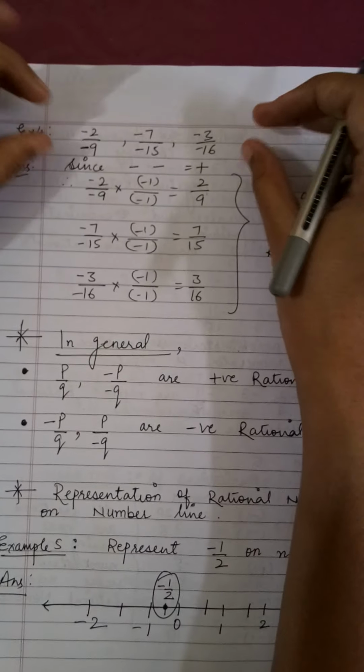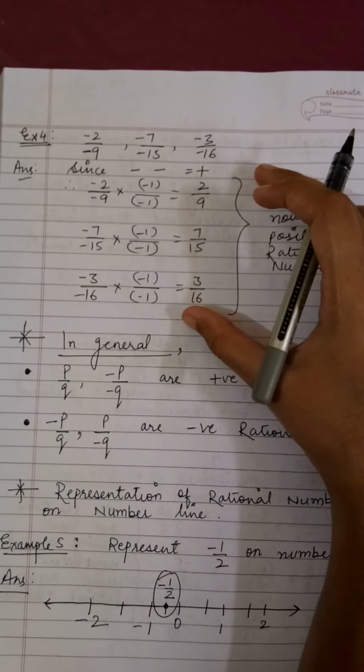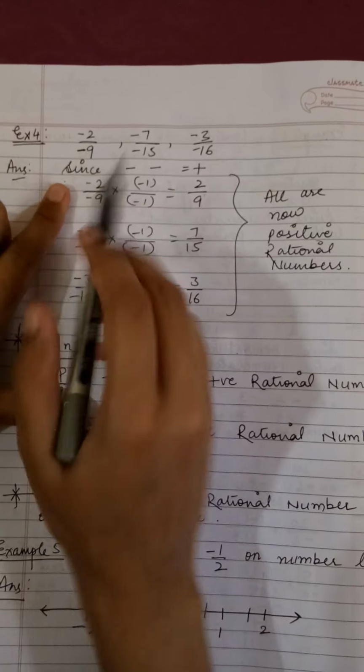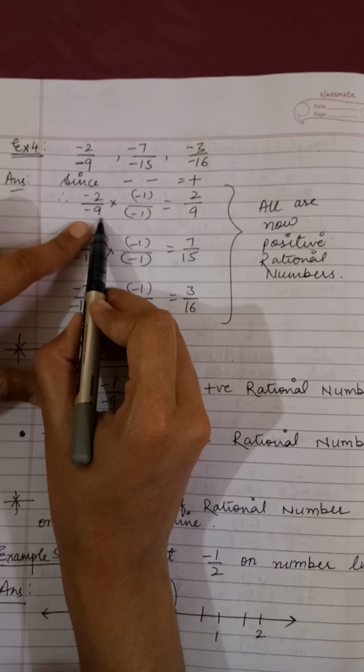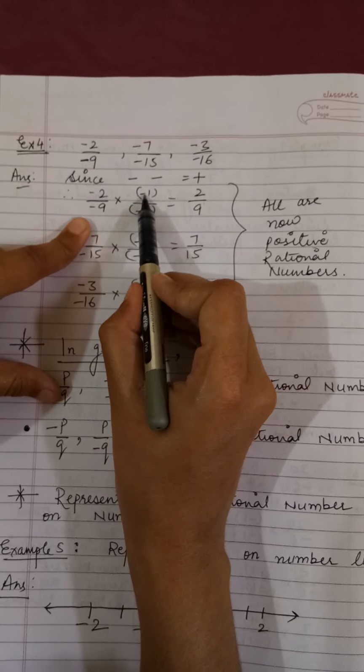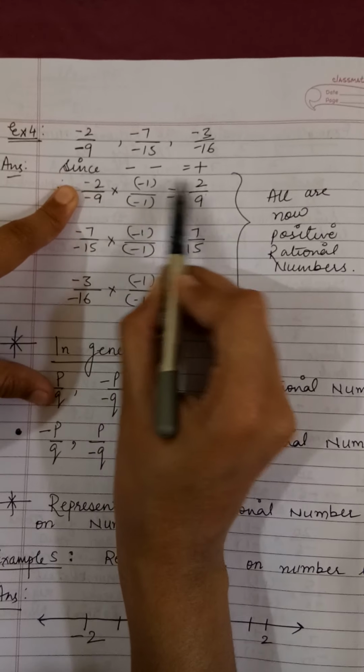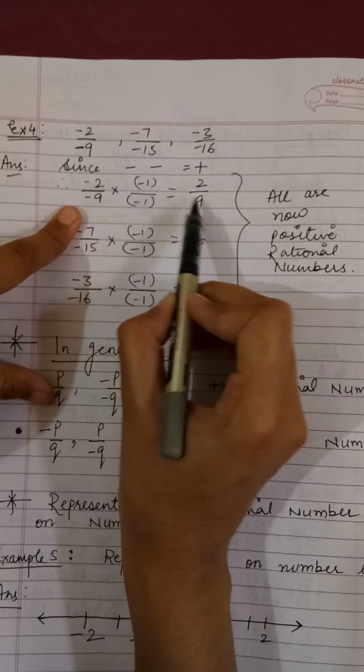But this we have done manually. Now how are we going to express this in writing? Just see here. Since minus minus is plus, now look, minus 2 upon minus 9 is there. What I have done is, I have multiplied and divided by minus 1. Minus minus plus, so minus 1 times minus 2 is 2. Again minus minus plus, 9.